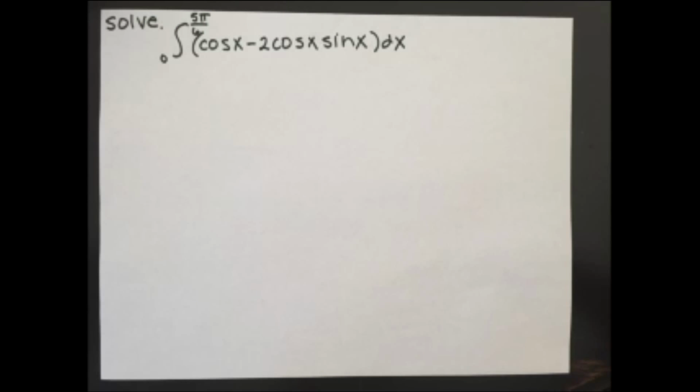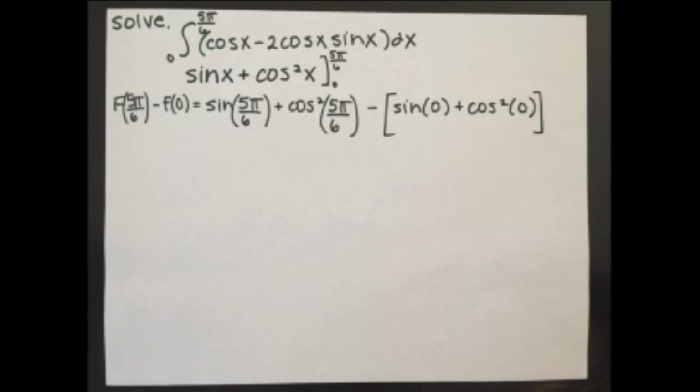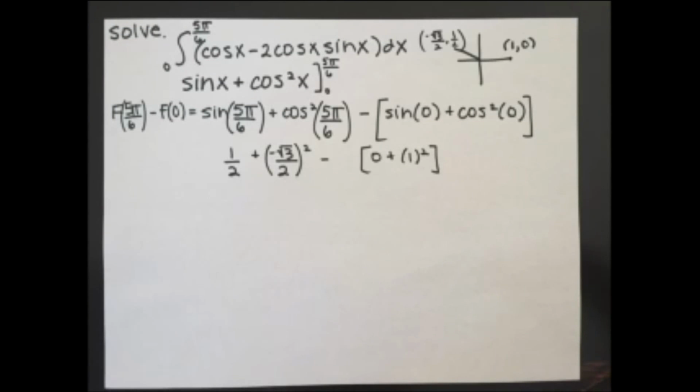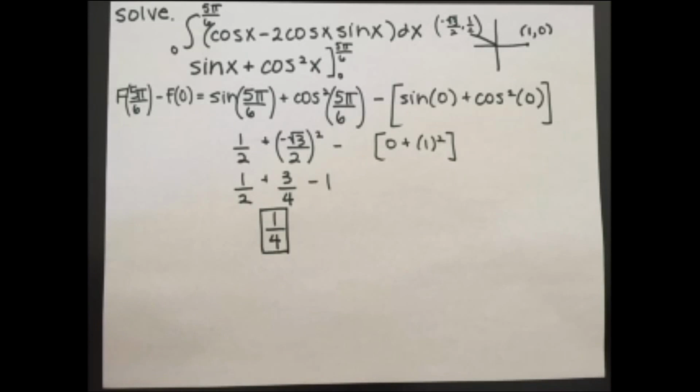To solve this problem, you first find the antiderivative, which is sine of x plus cosine squared x. Then, you apply the fundamental theorem of calculus and do f of 5 pi over 6 minus f of 0. After solving by substituting in correct values using the unit circle, you get an answer of 1/4.